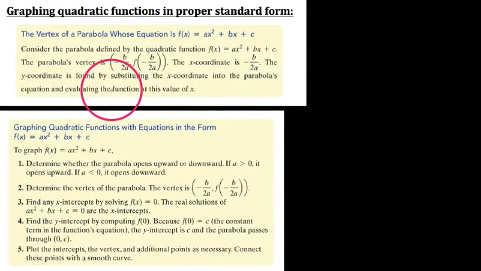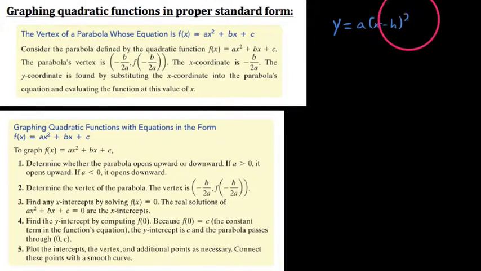Okay, YouTube, in this second video of my module on graphing quadratic equations, what we're going to focus on is quadratic equations that I refer to as being in proper standard form. By proper standard form, I mean that some textbooks refer to standard form as this for a quadratic, and I would say that this is not standard form. This is what I would refer to as vertex form, because it tells you the vertex. It's semantics. I'm just arguing semantics, but basically, standard form.